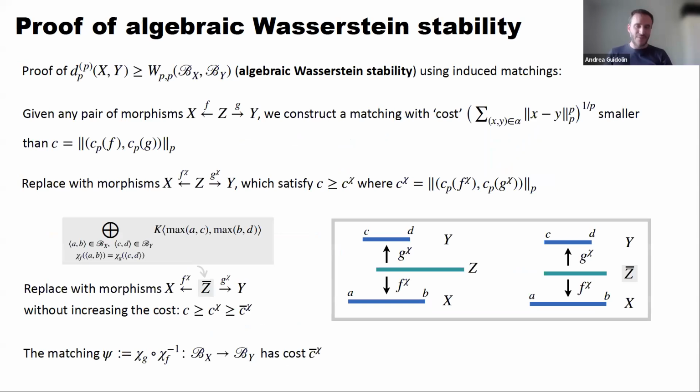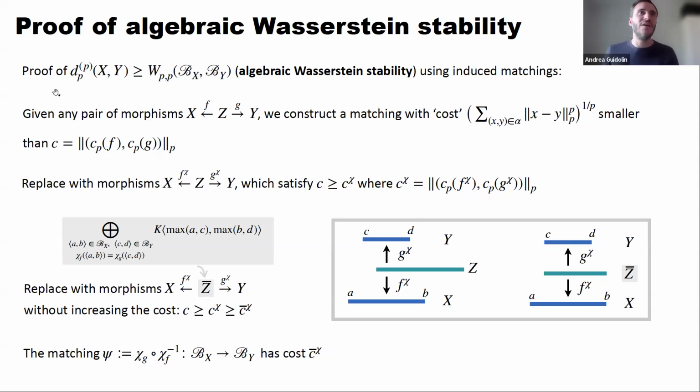So in the very last slide, I wanted to show how we can use matchings to prove the difficult inequality in this theorem, which is called the algebraic Wasserstein stability. We can actually use the induced matchings by Bauer and Lesnick to do so. The inequality is that the algebraic Wasserstein distance is larger than the combinatorial one between the associated barcodes.